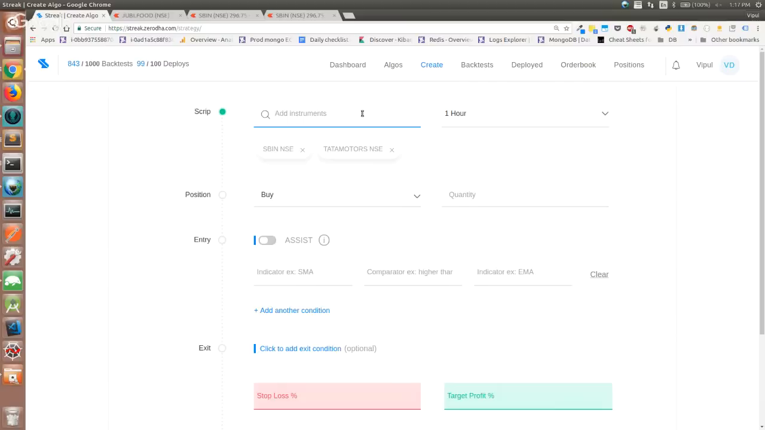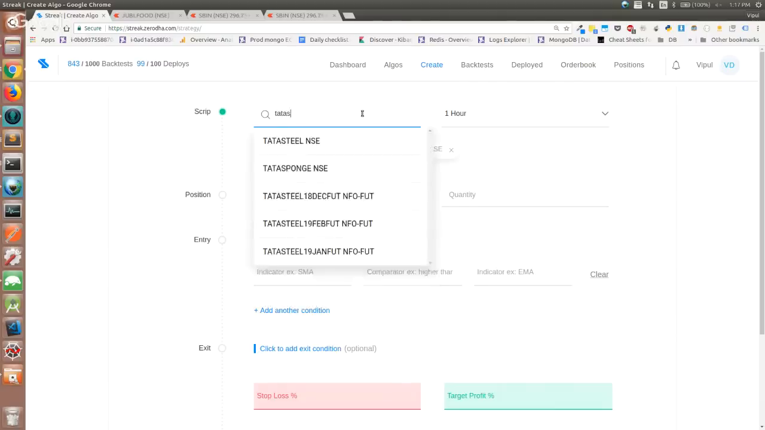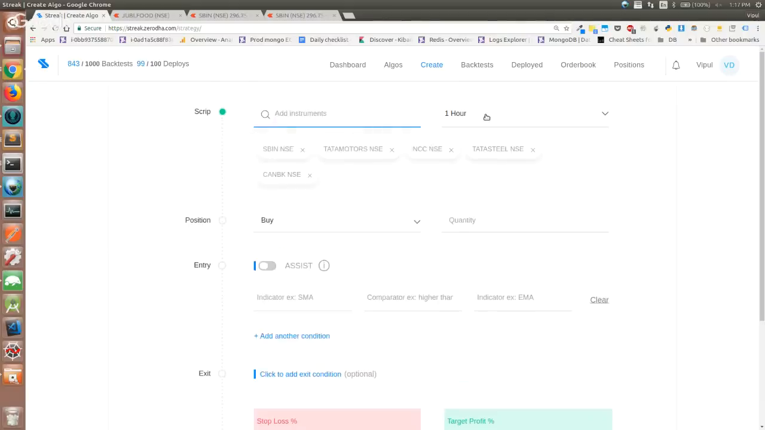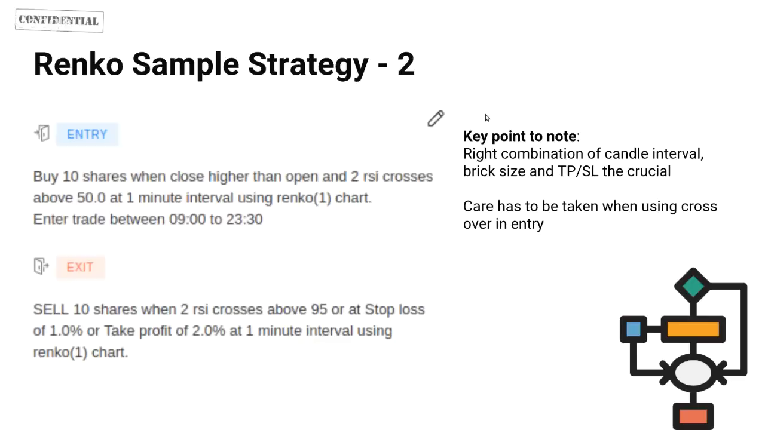Let me just say SBI, Tata Motors, NCC, Tata Steel, somebody had asked, right? What else was there? Canara Bank, right? Let me just stick with the strategy. So here, the strategy is close higher than open, which basically means a green Renko bar, and 2 RSI crosses above 50.